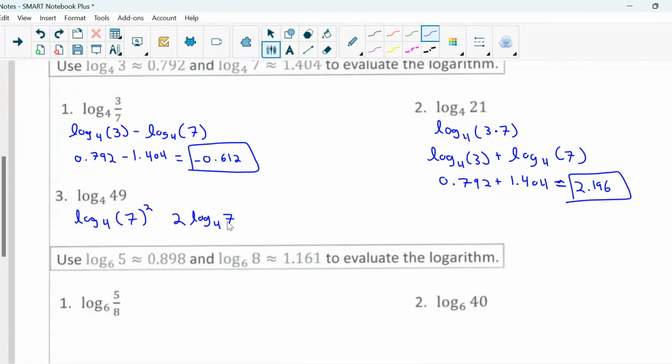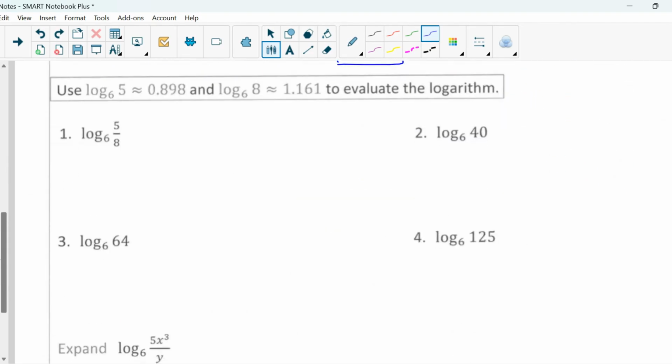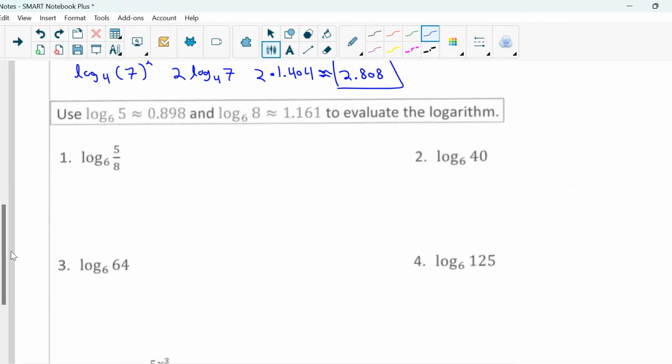Okay, log base 4 of 7 is 1.404. So this gives me 2 times 1.404, which will equal 2.808, approximately. All right, so that is all 3 of our properties shown in a pretty simple example using approximations. And that is exactly what you are doing in the next couple here.